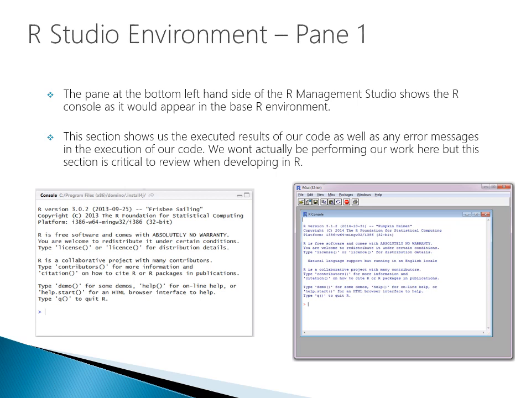This section shows us the executed results of our code, as well as any error messages in the execution of our code. We don't actually perform our work here, but it's critical to review when developing in R. A lot of times I will be executing my scripts and analysis from a different section, and I'll go down and see what the results are in the console. Looking at this bottom left-hand pane is something I do frequently, and as you start working in R, you will find that it is helpful.